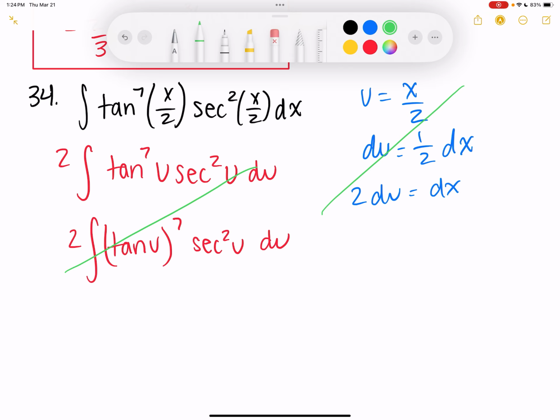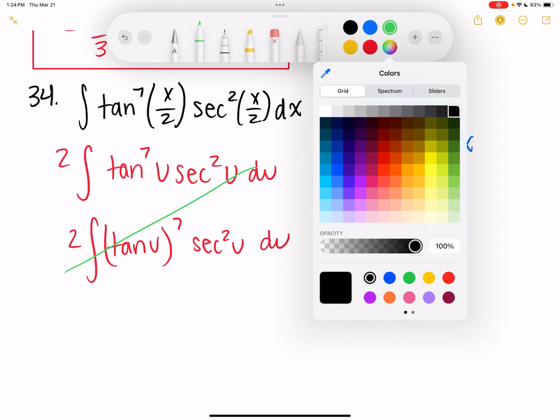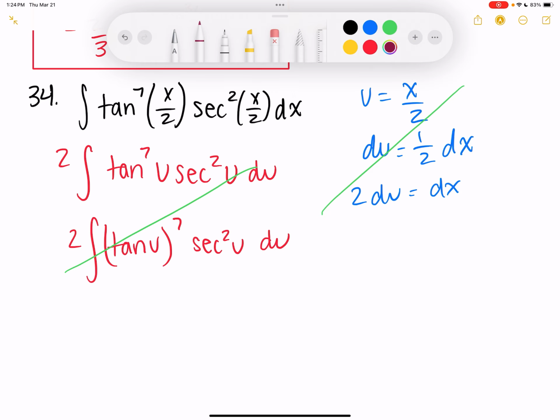Okay? Because what am I visually seeing? I see that I have tangent and I see a secant squared, and I know the derivative of tangent is secant squared. Okay? So my new u, new year, new u, is supposed to be tangent of x over 2. Then what does that make my du?